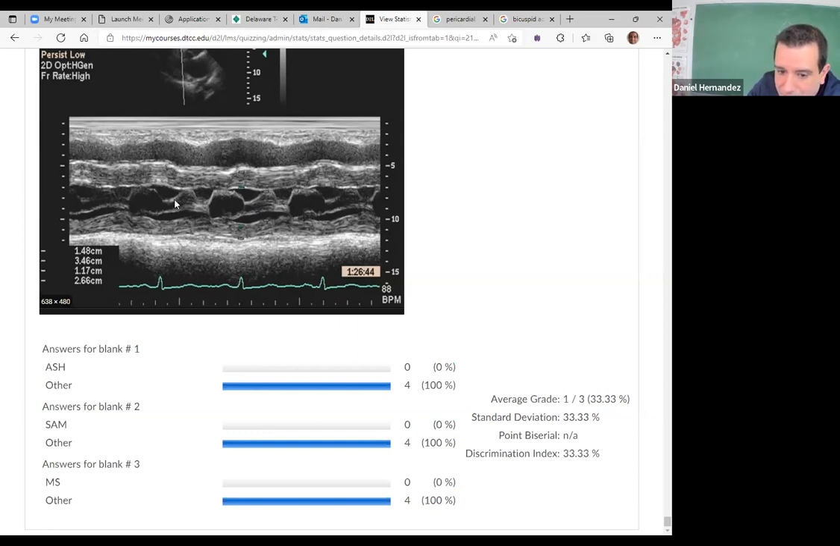And we also see that this measurement, 1.8 centimeters, our first measurement here, is a thickened intraventricular septum. When we compare it to a posterior wall, this is an example of asymmetric septal hypertrophy. So we have a thickened septum that's asymmetric to the wall. So we have ASH, we have SAM, mitral stenosis.